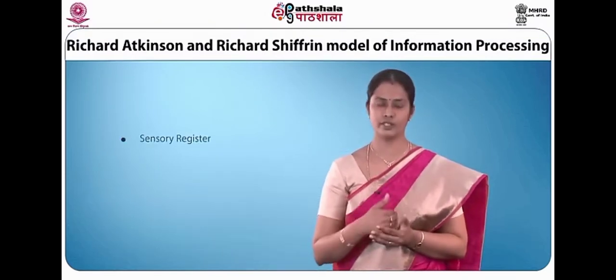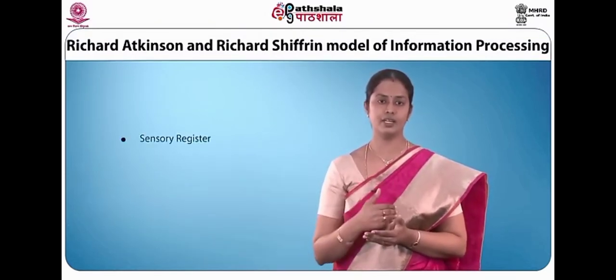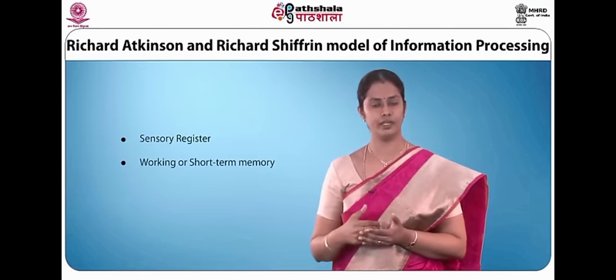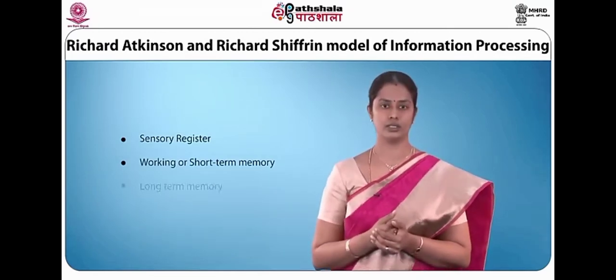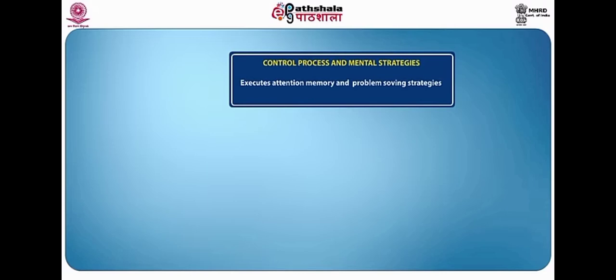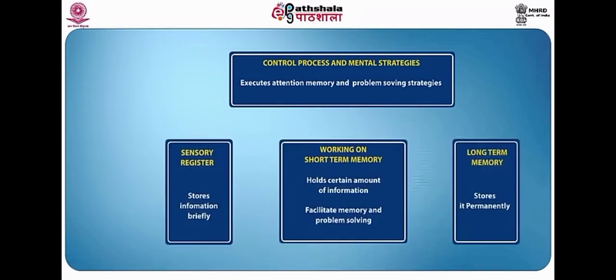The most accepted store model of information processing was proposed by Richard Atkinson and Richard Shiffrin. According to this store model, each human mind has three major parts as shown here. The first one is the sensory register, the second one is the working or short-term memory, and the third one is long-term memory. Now let us understand how these three parts work through the flowchart to be shown to you.